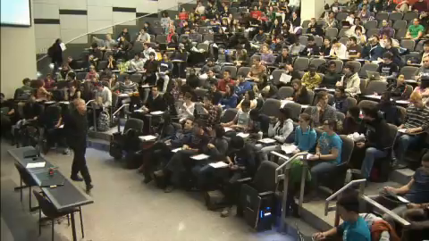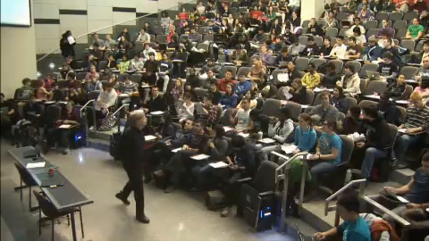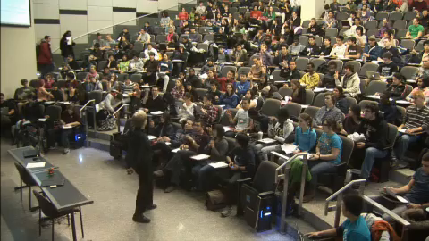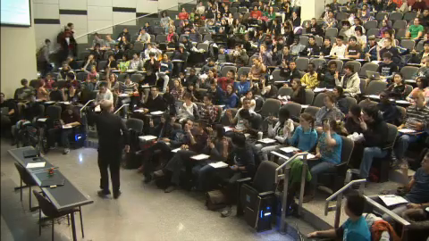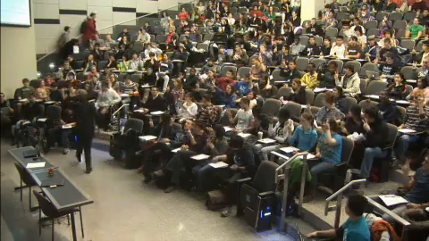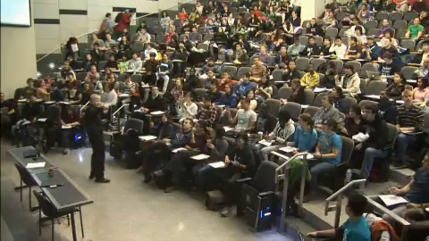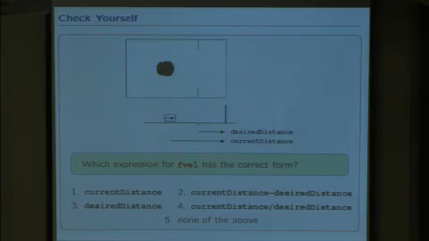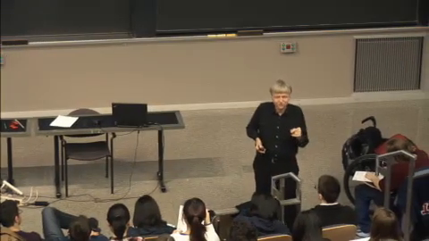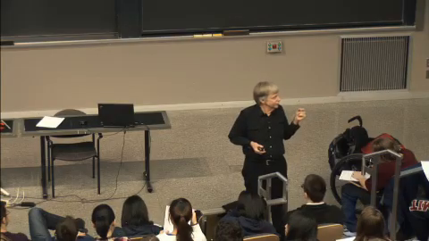So what's the right kind of expression if we wanted the controller to be proportionate? Everybody raise your hand, show me some number of fingers. OK, the vast majority is saying 2. Everybody likes the idea of current minus desired. Why is that the right answer? That is the right answer. Why is that the right answer? How do you prove that to somebody?